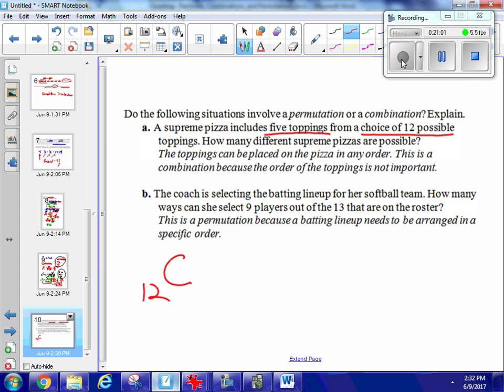I'm the manager of my softball team. I have 13 people on the roster, but I can only play 9 players at a time. And so I need to set up a batting order. A batting order. Order matters. So how many different batting lineups, how many different batting orders can I make? It's going to be a permutation. There's 12 objects I'm considering, and I need to find out how many different orders there are using them in groups of 9.